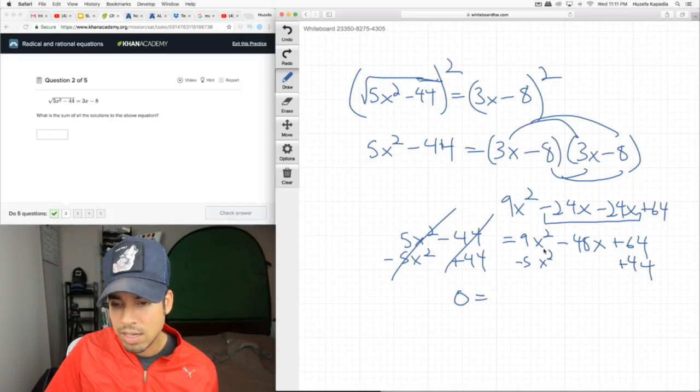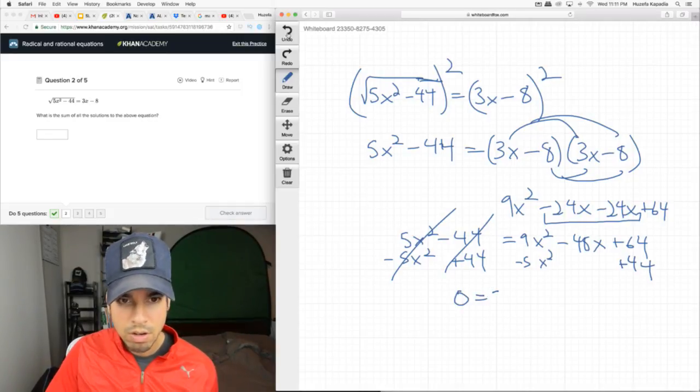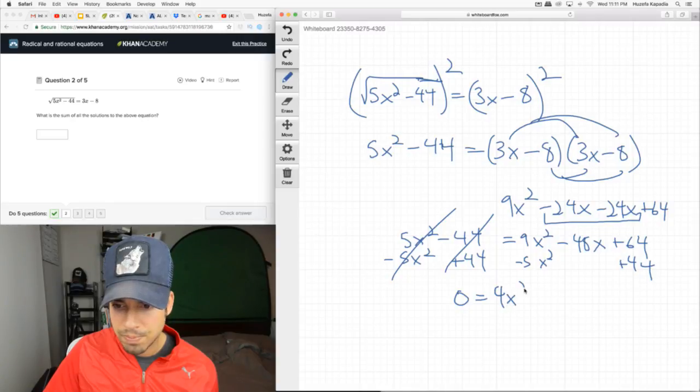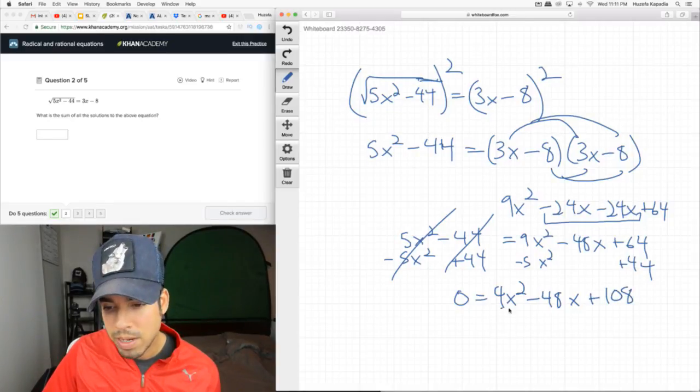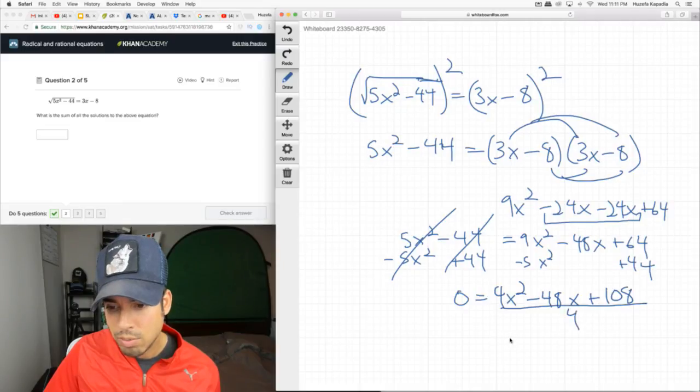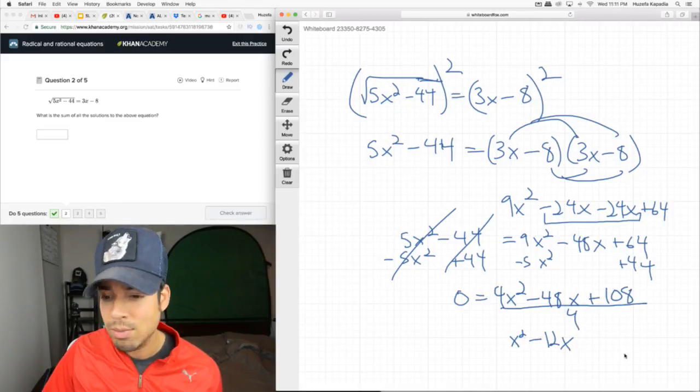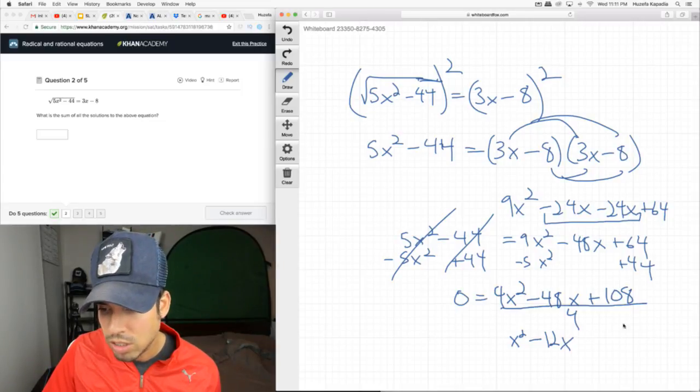0 equals 9x squared minus 5x squared is 4x squared minus 48x. 64 plus 44 is 108 positive. Divide everything by 4 to make life easy. And we got x squared minus 12x. I could have factored it like this anyways. It doesn't matter, but this is just going to be so much easier.